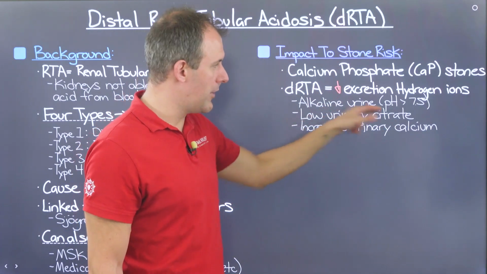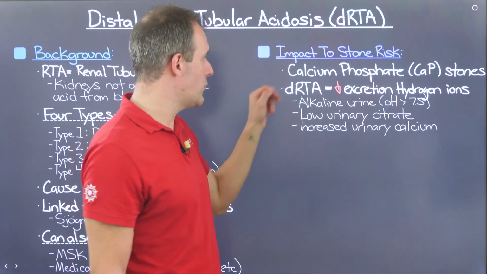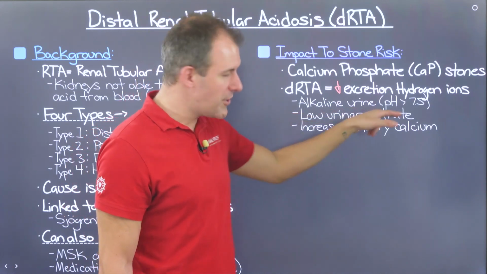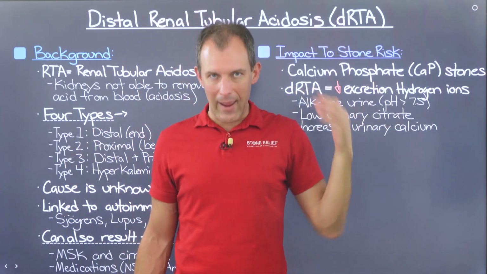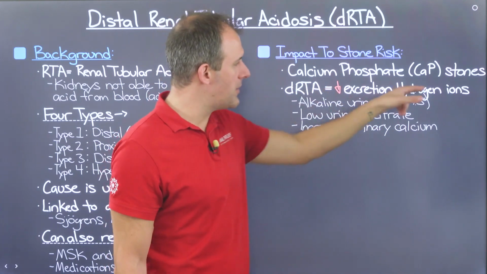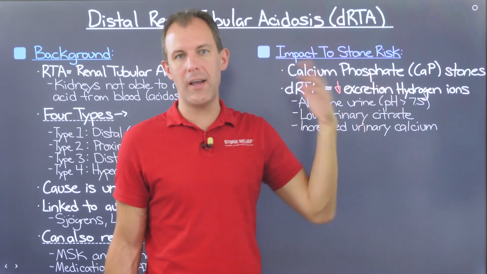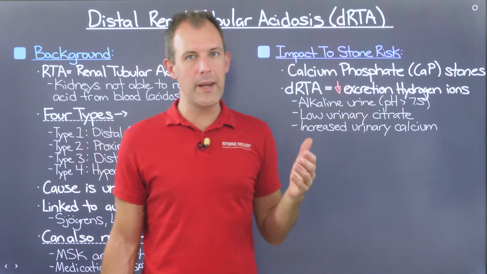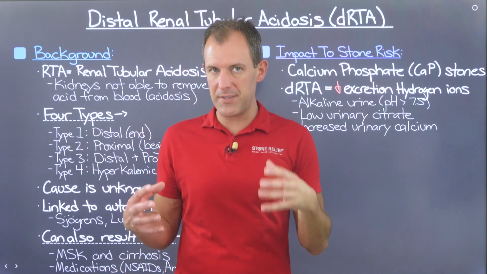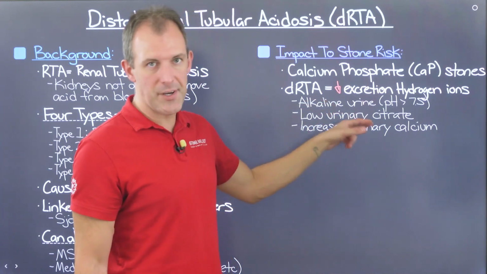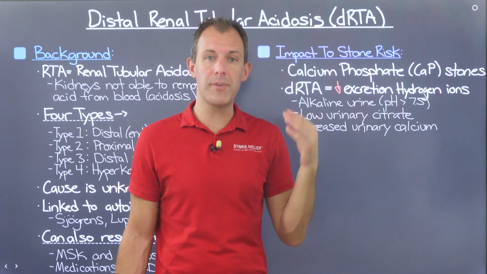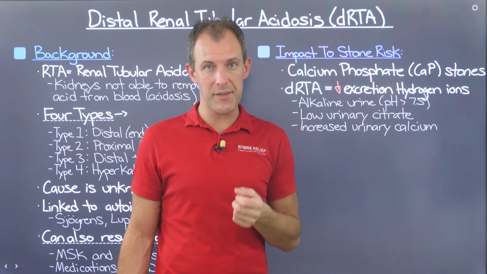Next, low urinary citrate is also observed in individuals who have dRTA. This makes sense because citrate is an alkalizer. When you've got an increase of acidity or hydrogen ions throughout your body, the body is going to take citrate from wherever it can get it to try to buffer out this acidity, leaving less citrate in your urine and leaving you more unprotected, because citrate plays a protective role when it comes to calcium-based kidney stones.